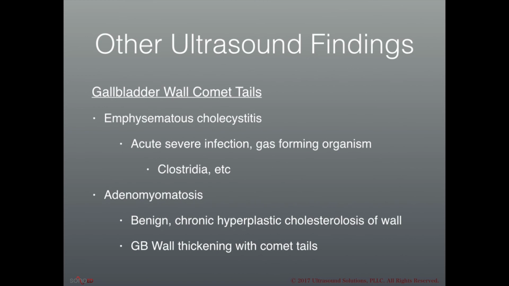What are some other findings that we might see in the gallbladder when we're performing an ultrasound? Well, you might have a lot of comet tails coming from the wall, and that could be one of two things. If the patient is sick and has a lot of pain in that area, then it may be a gas-forming organism causing emphysematous cholecystitis. However, if the patient is not sick or not complaining of pain, it may be a benign condition called adenomyomatosis, wherein they have hypercholesterolosis of the gallbladder wall.